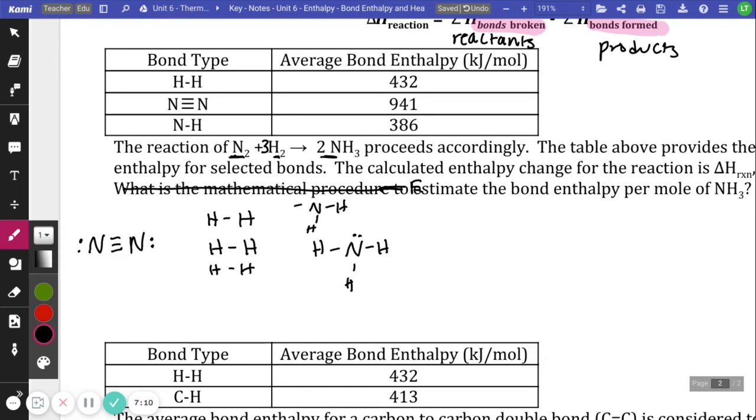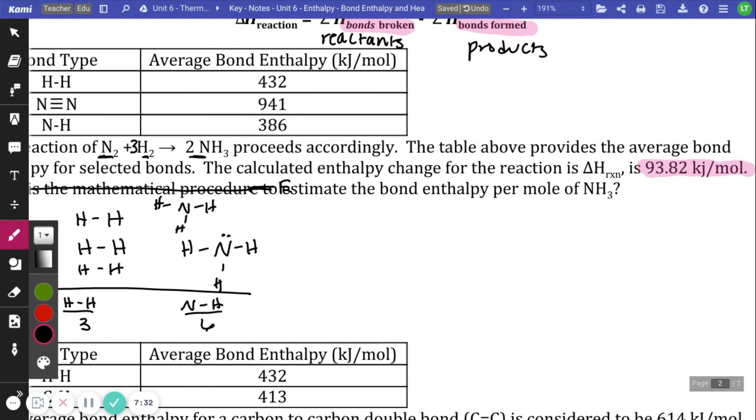So let's look at our bonds that are going to be broken and formed here. My nitrogen to nitrogen bond, I have 1. My hydrogen to hydrogen, there are 3. And my nitrogen to hydrogen, there are 6 bonds there. So if I want to find out the bond enthalpy of NH based on my problem, I'm going to compare it to the table and see how close it is.